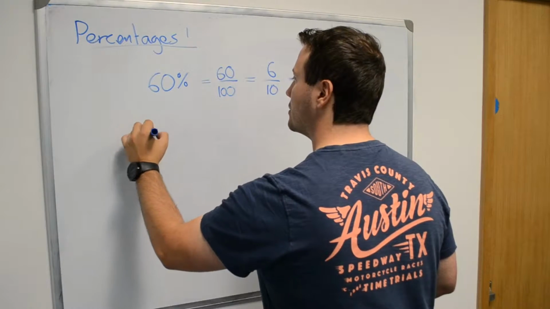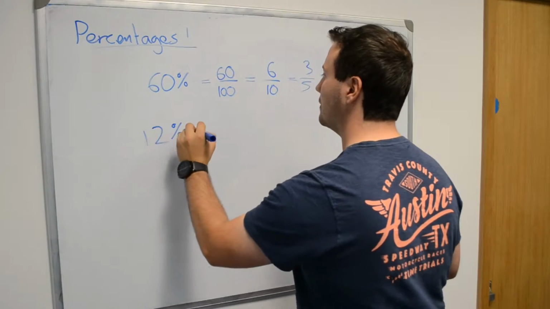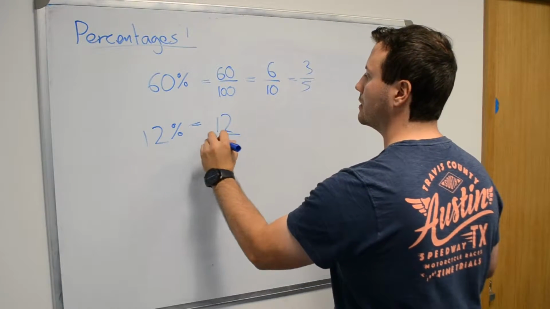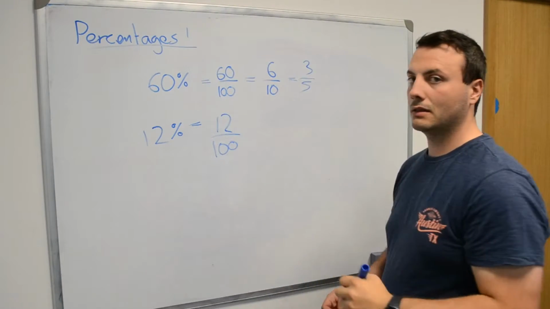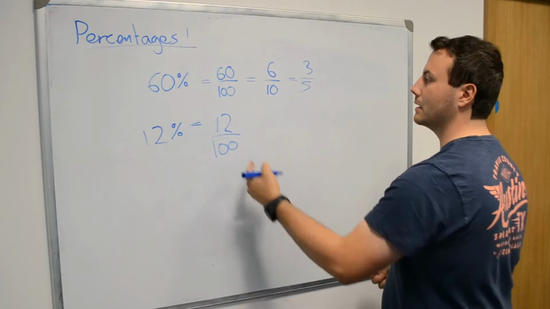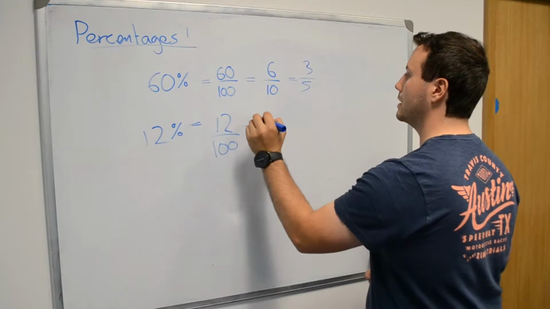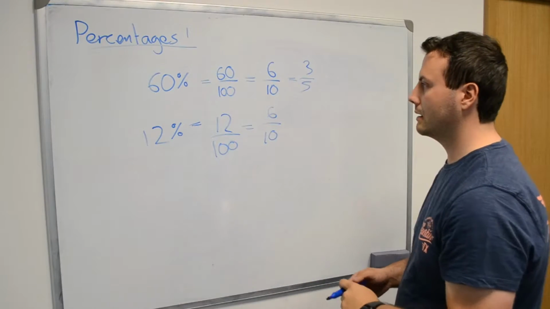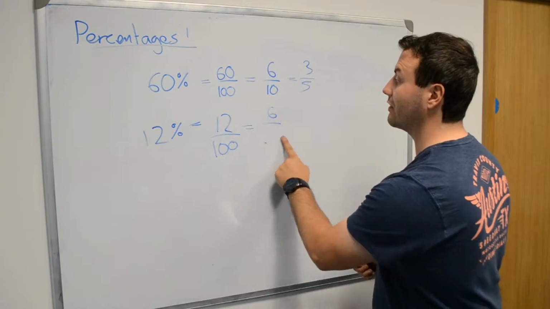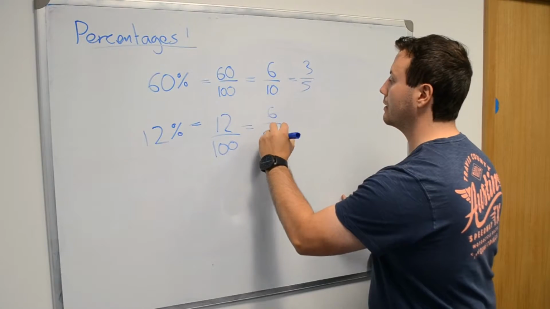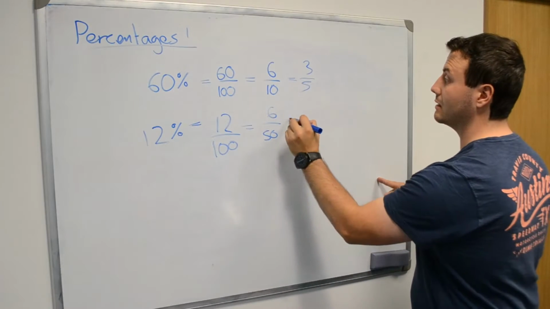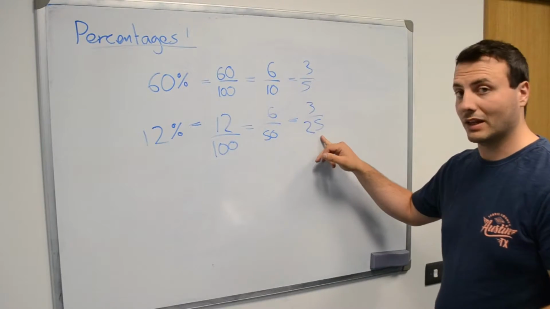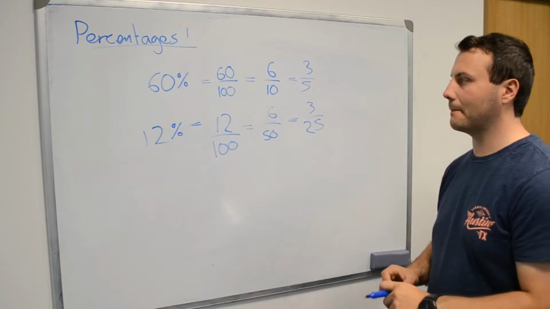So if we took 12%, same process again. That's 12 over 100. And now we just begin to simplify. Both can be divided by 2. That gives us 6 over 10. Oh, sorry, 6 over 50. And we can see we can divide by 2 again. 3 25ths. And that's the smallest this one goes, so that's your answer there.